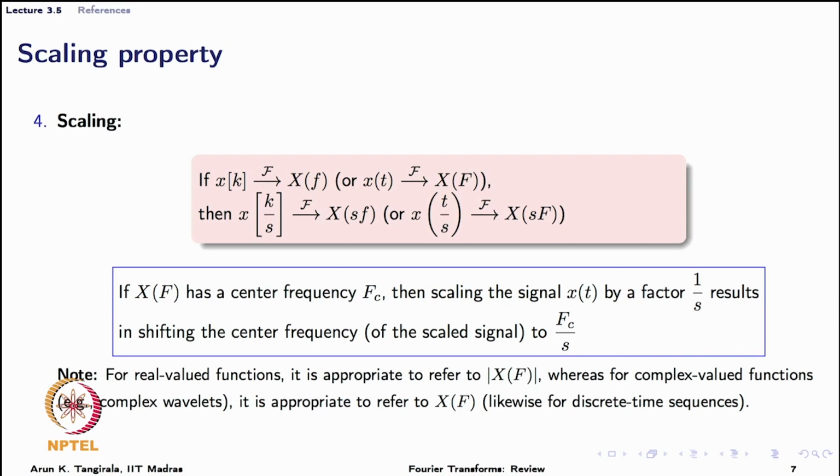Rather than worrying ourselves about the proof at this moment, we shall ask what is the consequence of this property in time frequency analysis and in filtering and so on. So, if X of capital F, now I am referring to a continuous time signal here, if the Fourier transform of a continuous time signal has a center frequency Fc, then scaling the signal by a factor 1 over s results in shifting the center frequency to Fc over s. Let me explain this to you briefly on the board, and there is also an illustration of this point in the next slide.